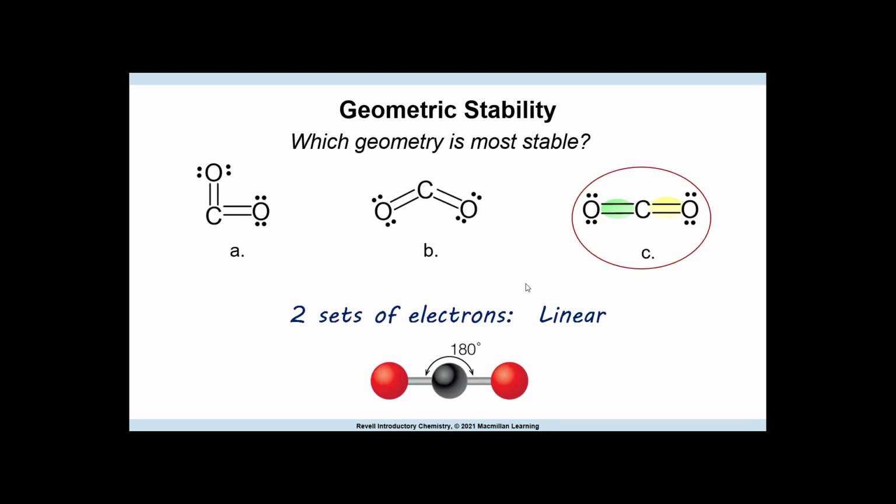Okay, so let's consider another molecule, carbon dioxide. Which of these geometries would be the most stable? Again, we need to consider the number of electron sets around the central atom. Like our first example, this molecule has only two sets. So again, we're not looking at specific bonds. We're not counting the electrons. We're just counting what they call electron sets.